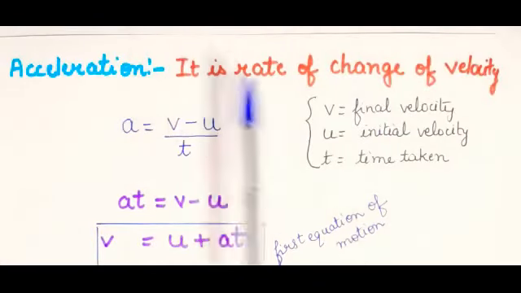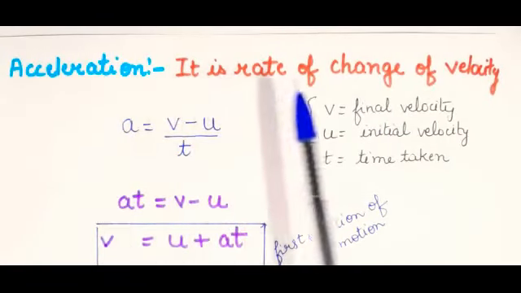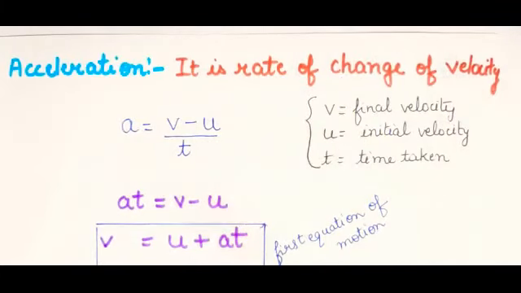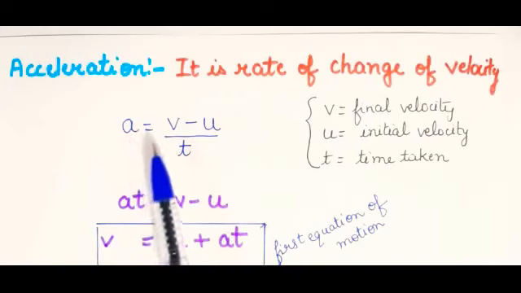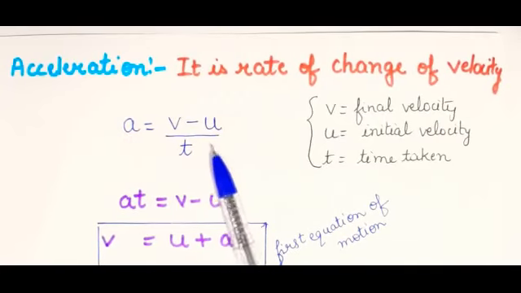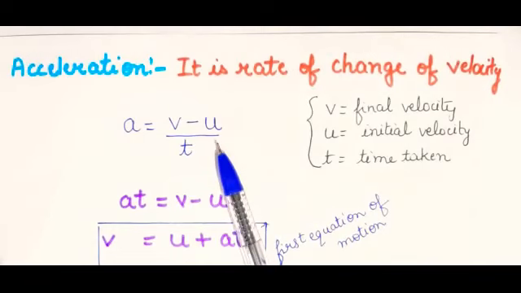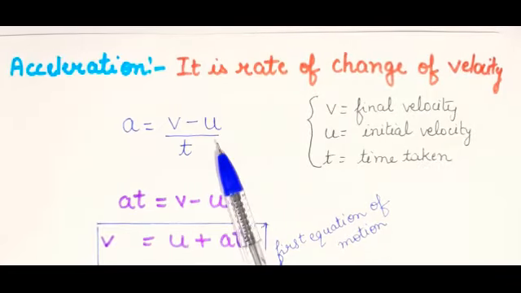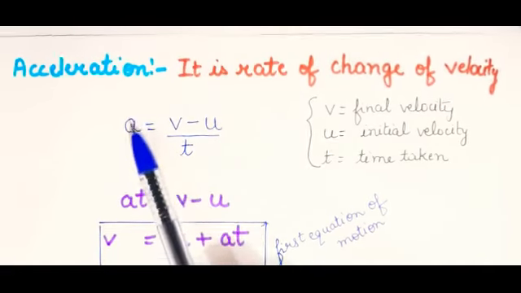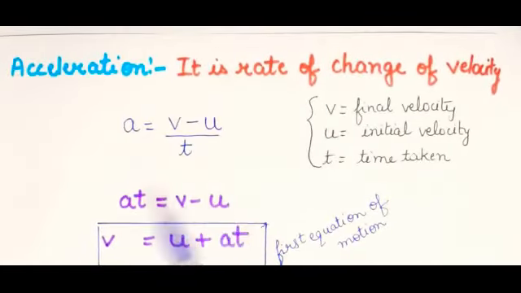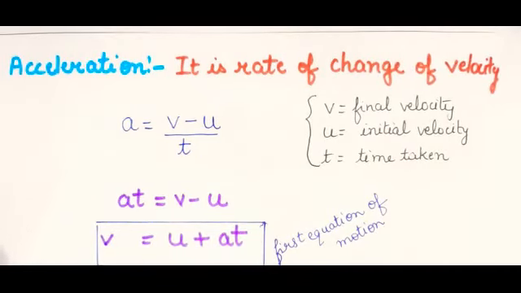Now in the previous lecture I discussed what is acceleration. It is the rate of change of velocity. So the formula we obtained was acceleration is equal to v minus u upon time period, where v is the final velocity, u is the initial velocity, and t is the time taken. Now from this equation, shift t here: at is equal to v minus u, or we can also write v is equal to u plus at. This v is equal to u plus at is the first equation of motion.